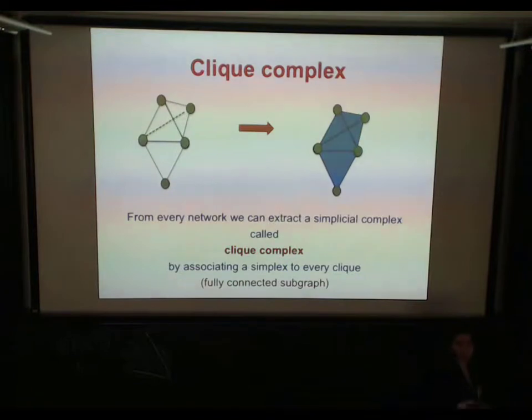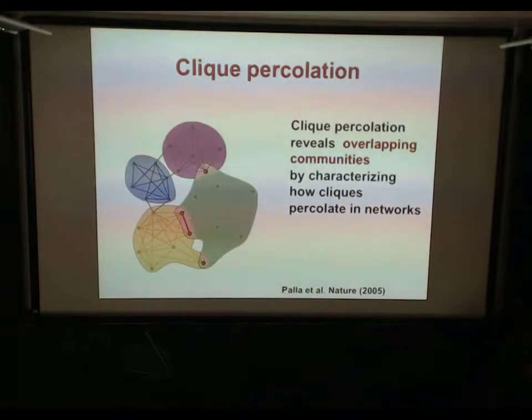And you can go from a network to a simplicial complex with a clique complex operation, in which every clique is identified as a simplex. And in this view, one can revisit a method that had been proposed already more than 10 years ago for finding communities in a graph.